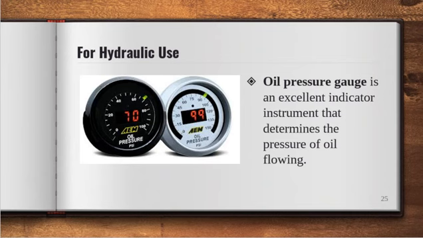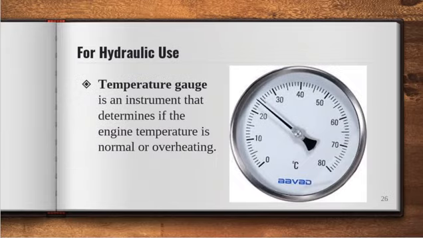Then you also have the hydraulic use. For hydraulic use still, you have the oil pressure gauge. It's an excellent indicator instrument that determines the pressure of oil flowing. Also, we have the temperature gauge. It's an instrument that determines if the engine temperature is normal or is overheating already.